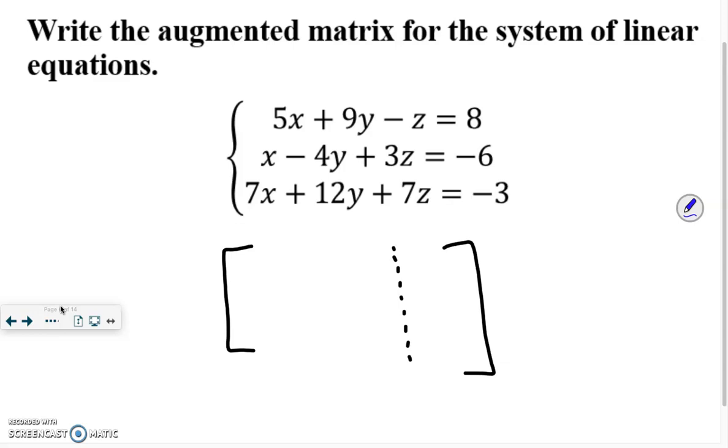All right, Katie, could you give me that first row, please? 5, 9, -1, 8. Perfect. Jennifer, second row, please. And then -6. Good. Ian, how about row 3, please? 7, 12, 7. Perfect. All right, so guys, if you have questions on your homework assignment tonight that are asking you questions about the order, you can do those. If it's asking you to create augmented matrices, you can do those.